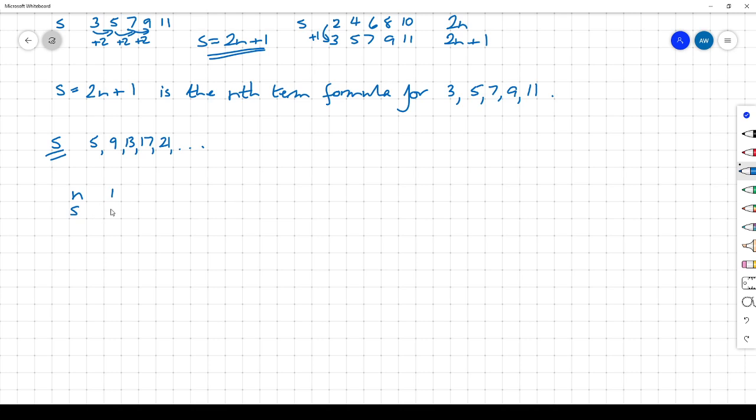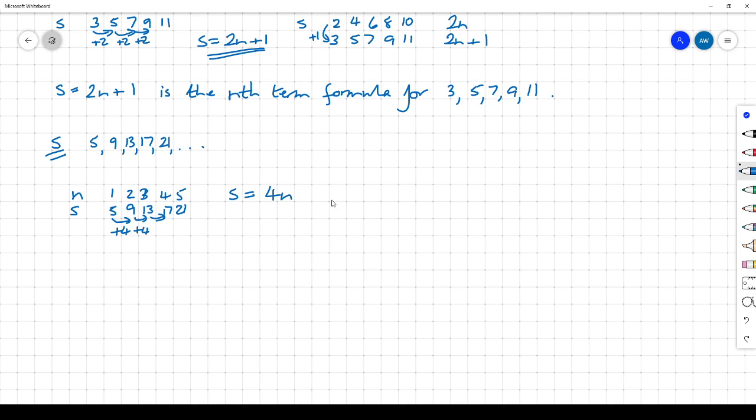So we know the first term is 5, the second term is 9, the third term is 13, the fourth term is 17, and the fifth term is 21. What's happening between each term? If we look, it's plus 4 each time. So we know the first part of our formula must be 4 times our position number, because that's what we discovered in the first part of the video.